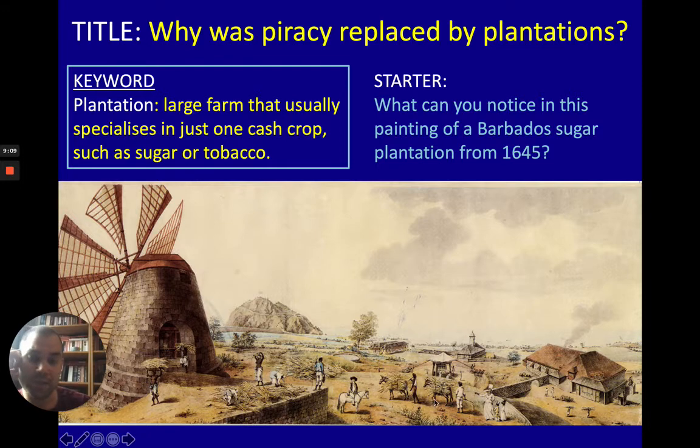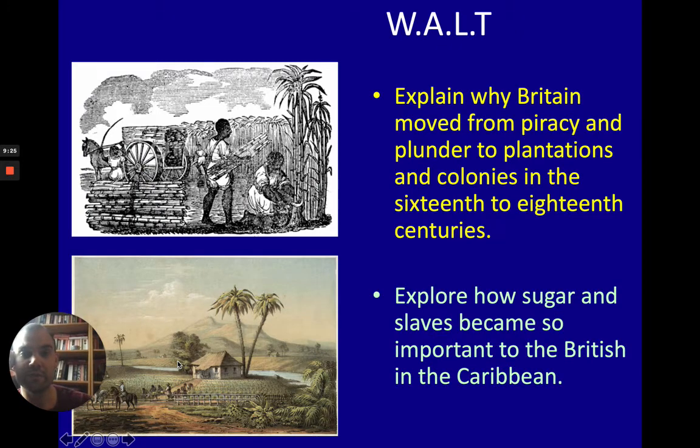Worth keeping in mind, this is quite a sanitized image though, because this was painted by the son of a plantation owner, so you're probably not seeing the grimmer aspects of life on plantations, which we're very much aware of. Okay, but this gives you a rough idea about how economically it would have been managed.